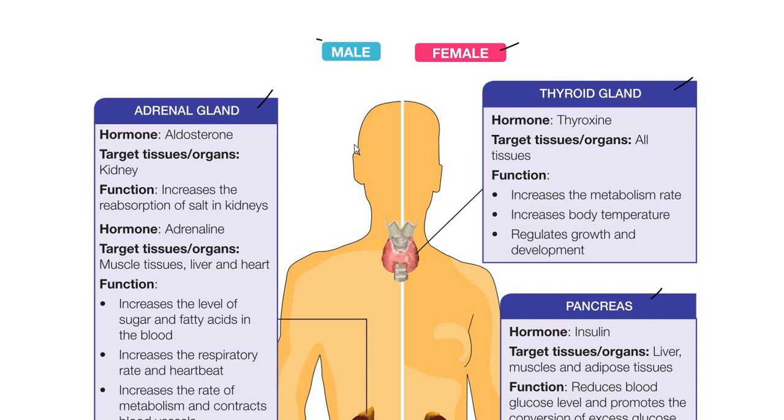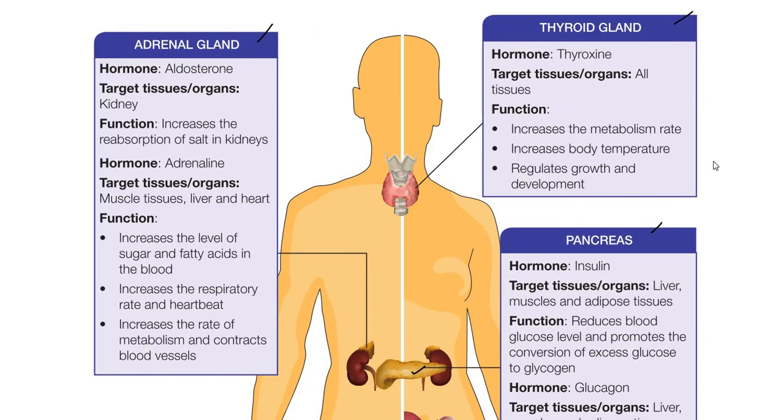Okay, so we start with the first one. The first one we start with is the thyroid gland. The thyroid gland is at our neck here. It will secrete thyroxine. The name of the hormone is thyroxine. The target tissues are all tissues. The functions: increase the metabolism rate, increase the body temperature, and regulate growth and development.